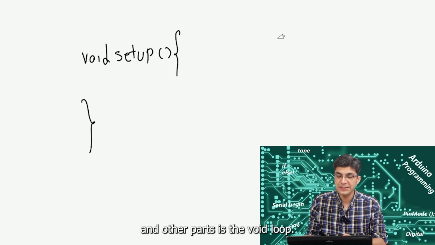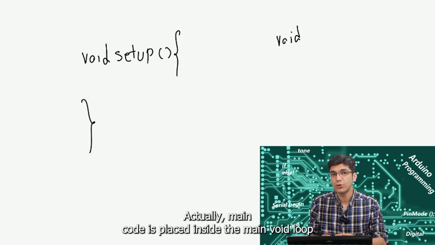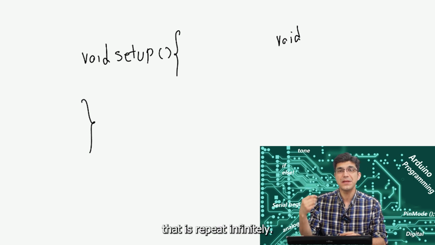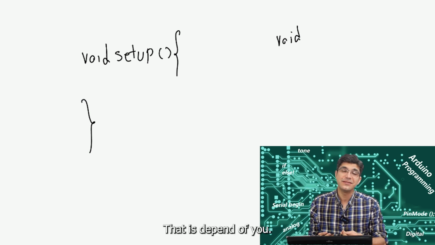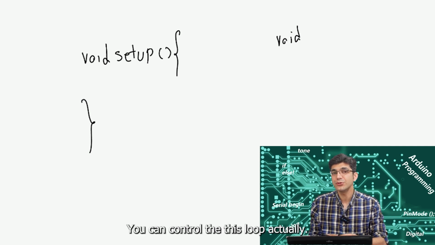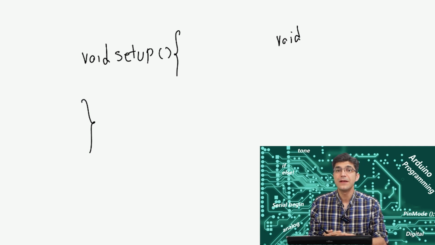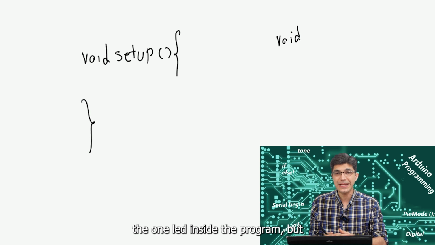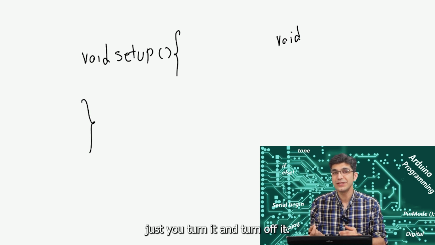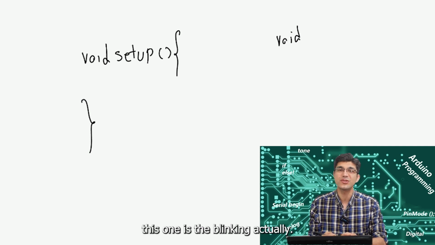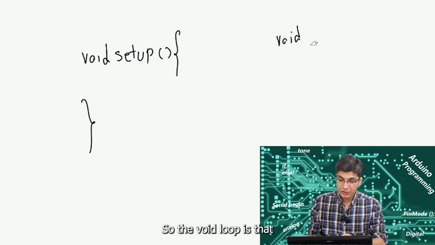And the other part is the void loop. Void loop is the main program, actually; the main code is placed inside the void loop. What does that mean? It means there is one loop that repeats infinitely. That depends on you; you can control this loop. For example, if you turn on and turn off one LED inside the program, then in this loop, until infinity, this is the blinking.